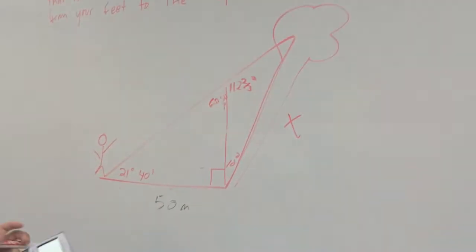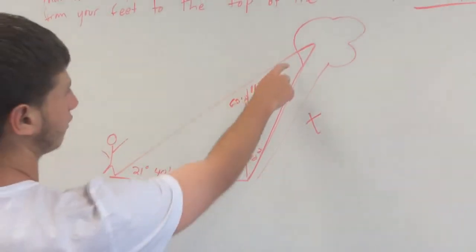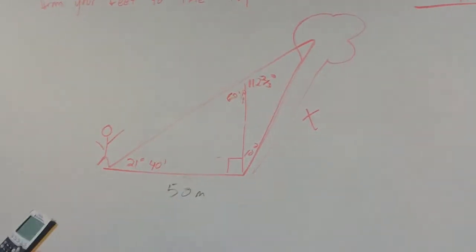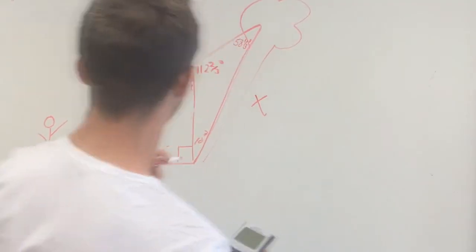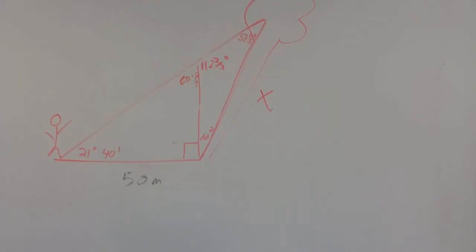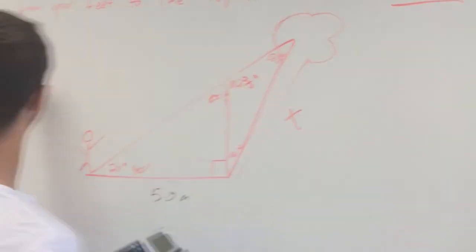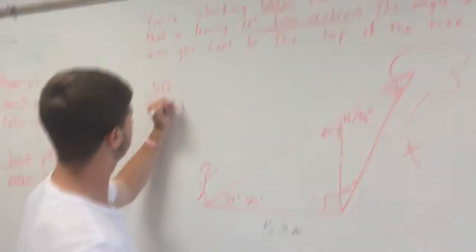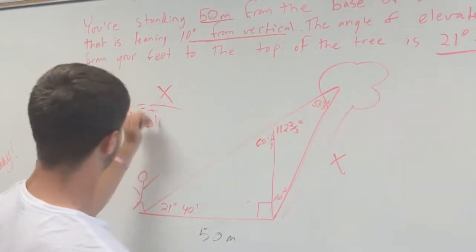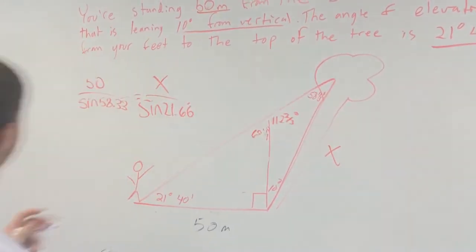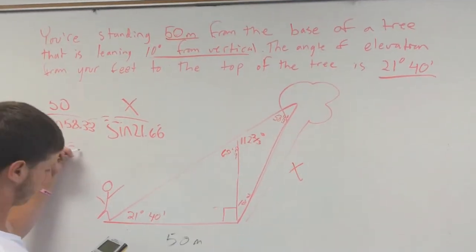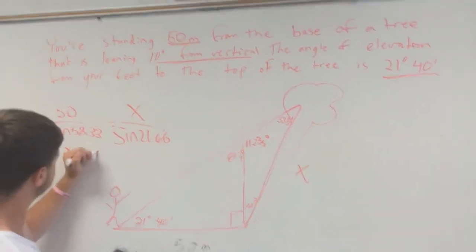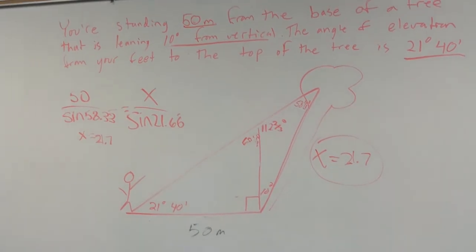Right, and now that I found that, I can use two angles. I can find this angle by subtracting those two from 180. So I got 58 1/3. Alright, now I can use the law of sines. I can do 50 over sine of 58 1/3 equals x over sine of 21.66. I'll just put that in my calculator. X equals 21.7. Common sense check.